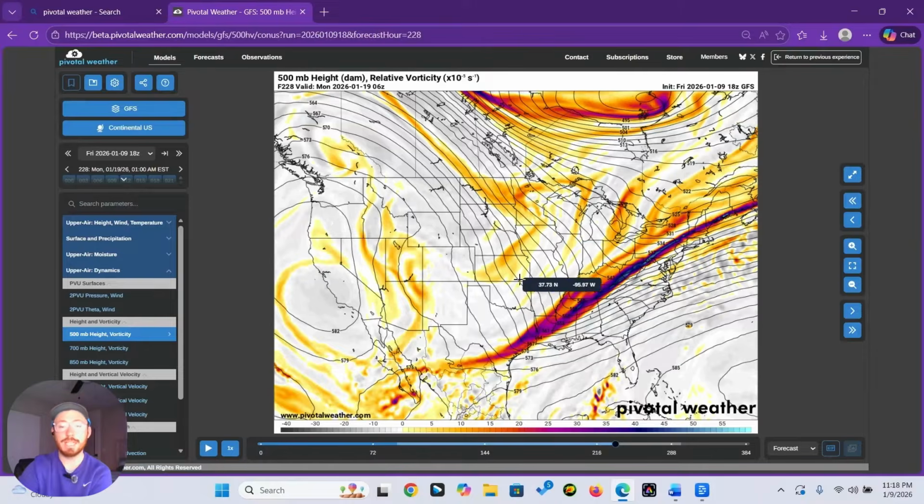You want it to be a negatively tilted trough, and you want the energy to get out ahead of the main trough and push up the coast and interact with this frontal boundary that's going to be draped along the East Coast into the Gulf. If you don't get that, you don't get a storm. If you do get that, you get a storm and potentially a big storm.